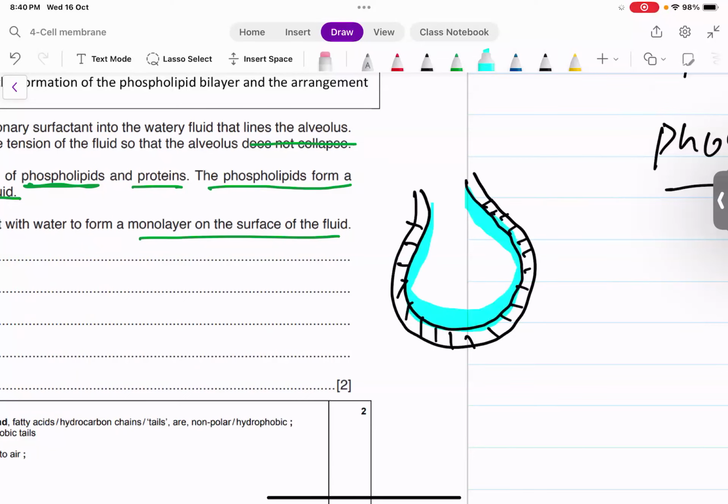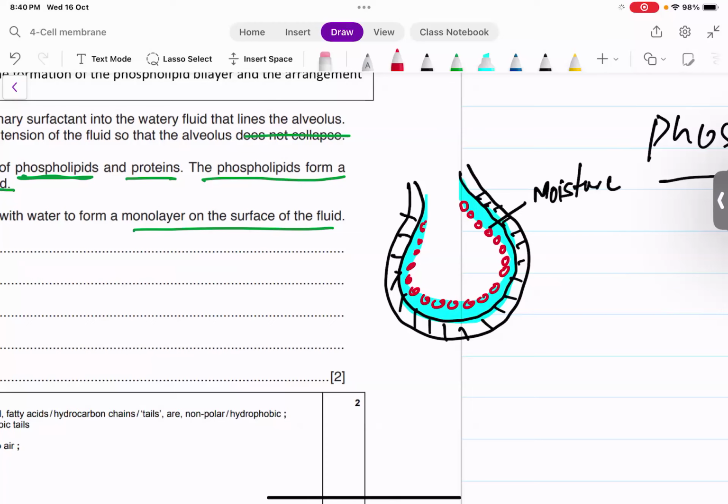So they would make a monolayer in such a way that their polar heads will be facing towards this surface where the moisture is present, and they would make hydrogen bonding with it, and the tails will be projected away from this surface, and this is how this will make a monolayer. This is a layer of surfactant on the inner lining of alveolar epithelium or on the alveoli.